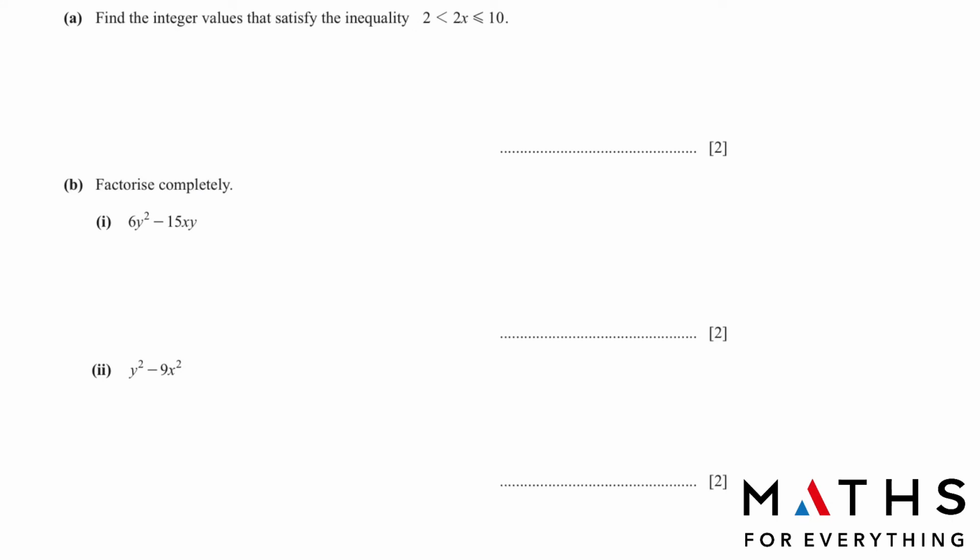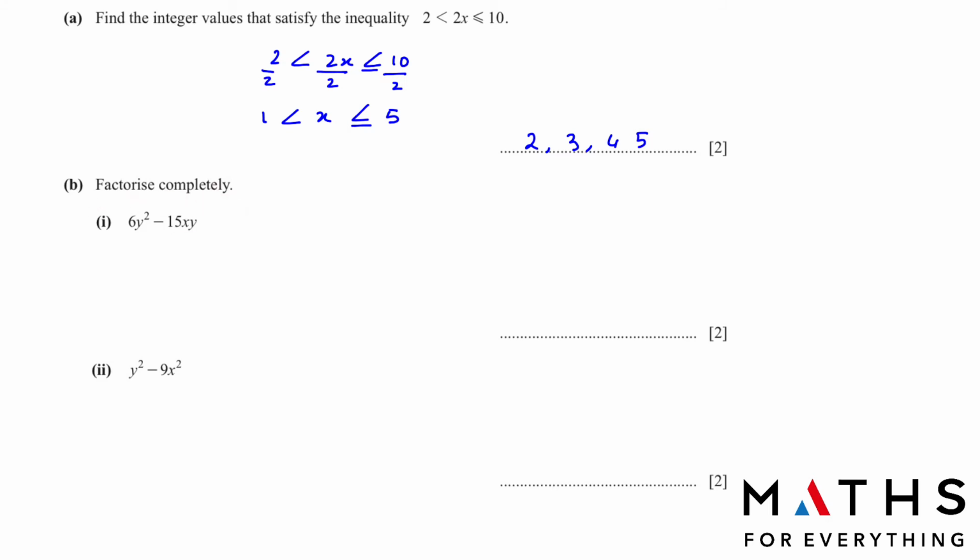Question number 9. The integer values that satisfy the inequality 2 is less than 2x is less than or equal to 10. Your x should be alone here. This is a multiply, 2 multiplied by x. So if we divide everything by 2, what do we have now? We have 1 is less than x is less than or equal to 5. But we don't need to write it in inequality form. They want the integer values. So the number 1 we cannot take because this is less than, not less than or equal to. We'll take 2, 3, 4, and 5. Why are we taking 5? Because it is less than or equal to 5.